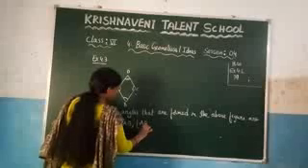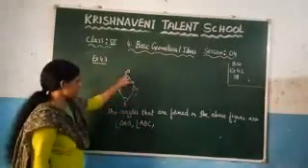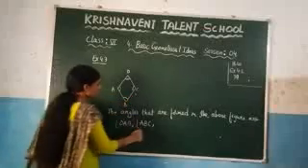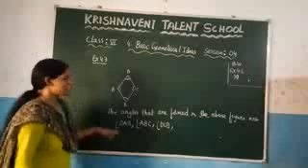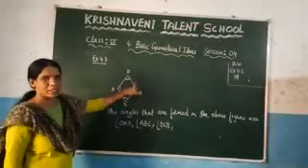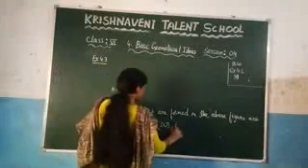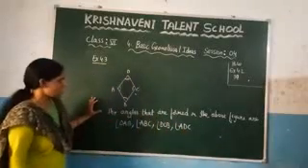So ABC, and what is the next angle? Angle C. You can write it as BCD or you can write it as DCB. So write it here DCB, and one more angle is there, which is nothing but angle D. You can write it as CDA or you can write it as ADC. So write it here ADC. These are the angles that are formed in this figure.